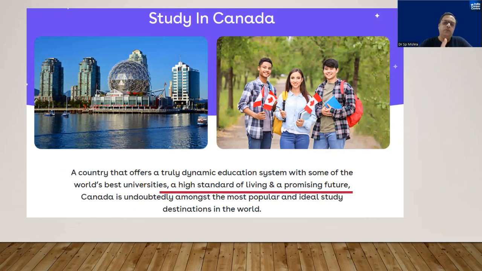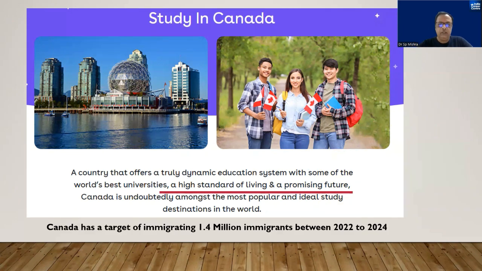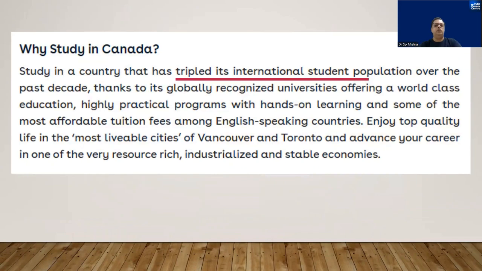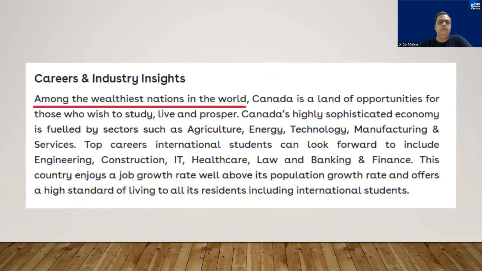Canada is actually known for very high standard of living and promising future. And there is a declared policy by the Canadian government to bring 1.4 million people into the country between 2022 to 2024. You can Google about it also. So for Canada, obviously, it's becoming a very fast popular destination, and affordable fees, of course, there's no doubt about it. And amongst the wealthiest nation in the world.